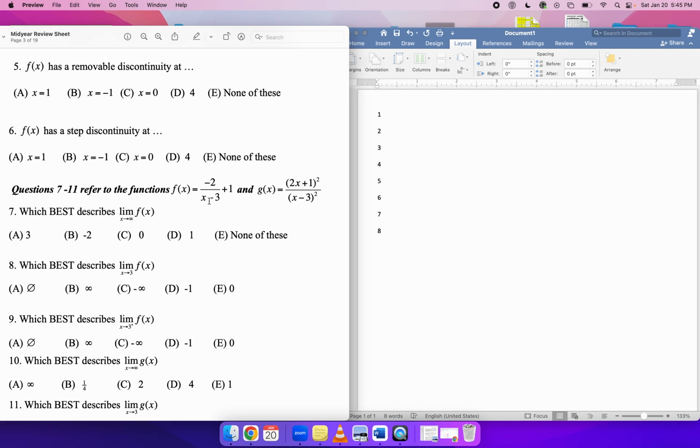If you approach 3 from the right, though, like if you plug in 3.01, then the numerator of this fraction will be negative and the denominator will be positive, which means the overall fraction will be a negative number.